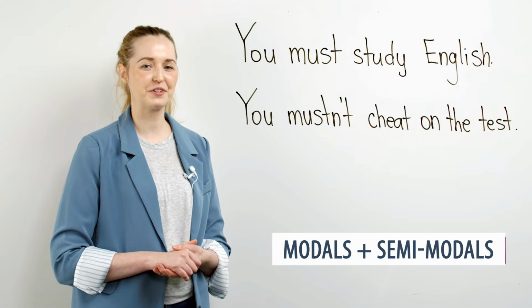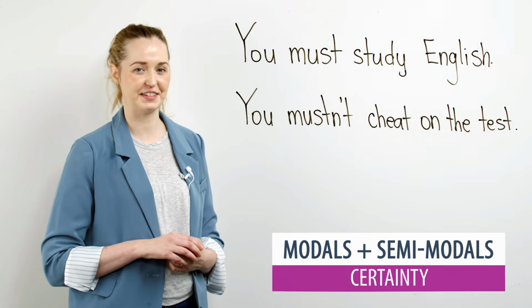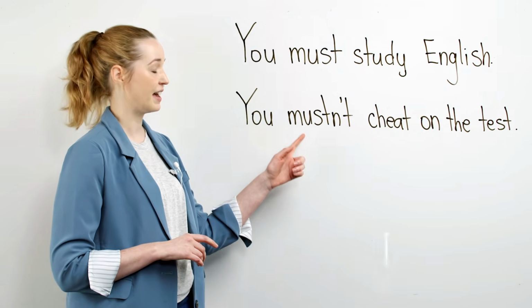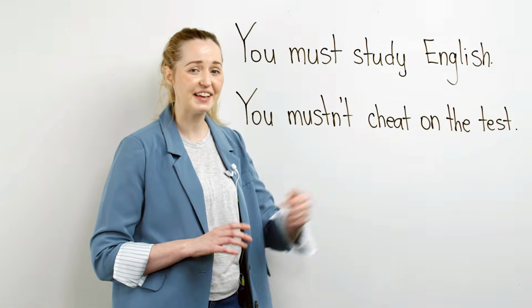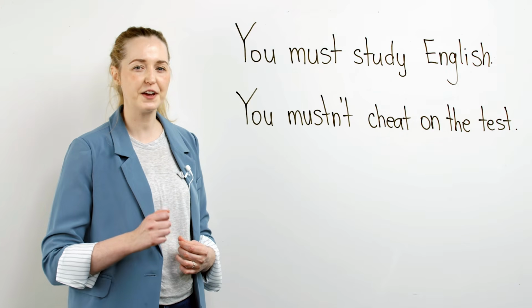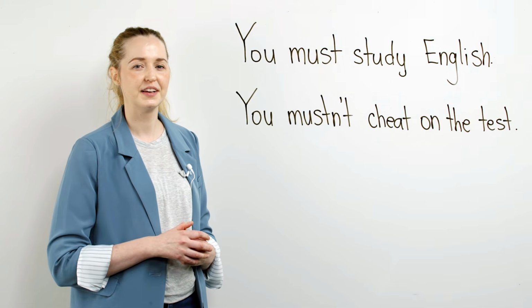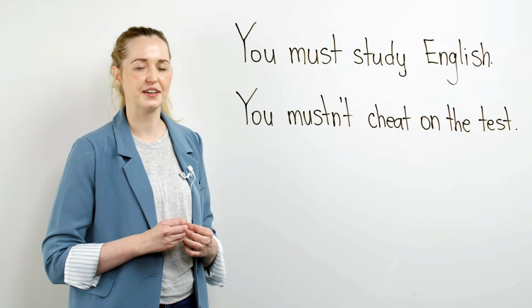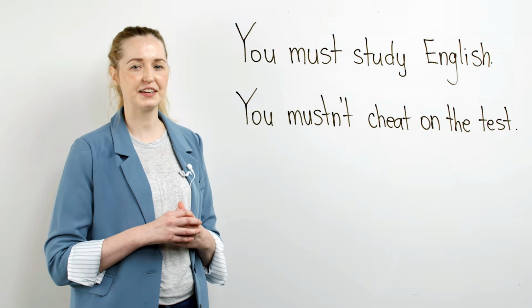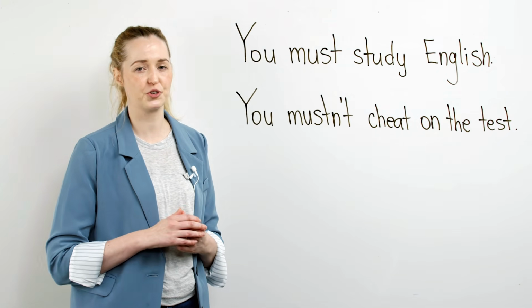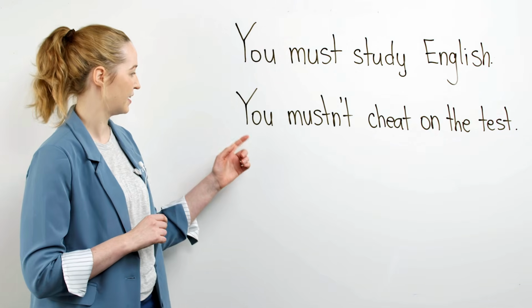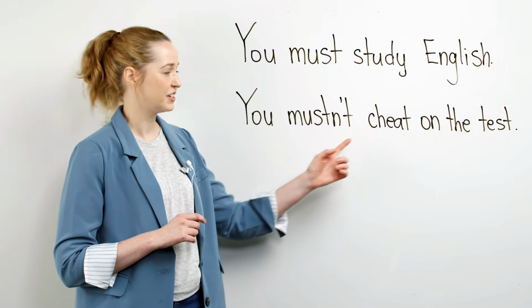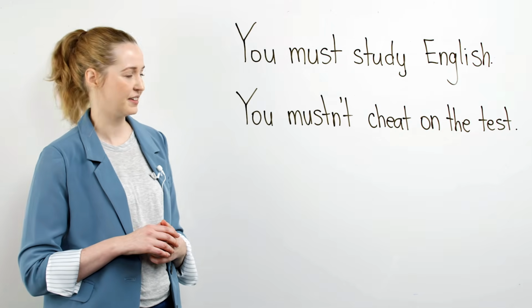Let's look at a modal that expresses certainty. Must and mustn't. You must study English. Must is a very strong modal. It expresses certainty. You have to study English. You have no other choice. You must study English. You mustn't cheat on the test.